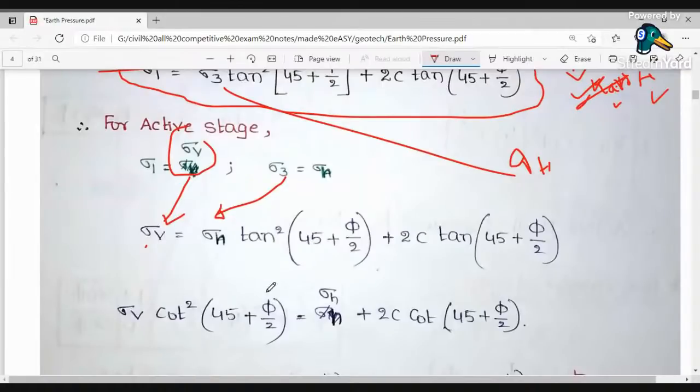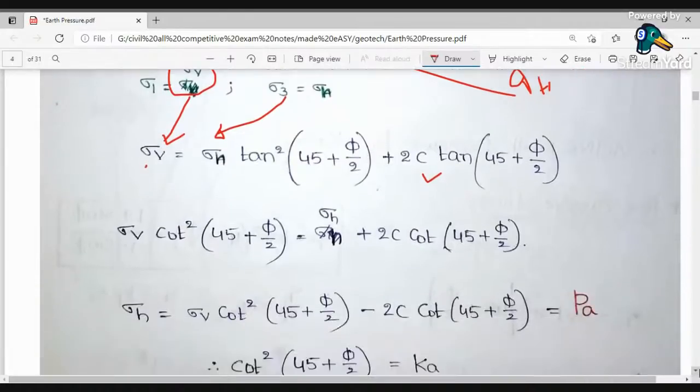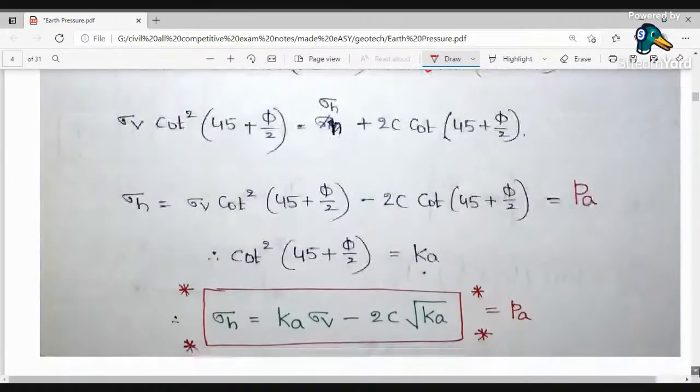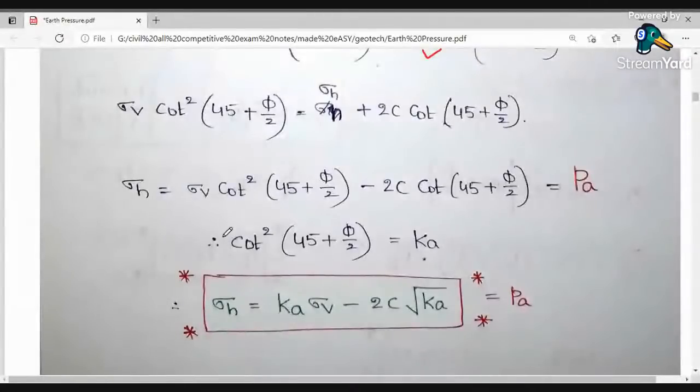Okay, so then we are trying to determine the change that occurs in this term c. In the previous case we didn't have the cohesion value, but here we have the cohesion value, right? So sigma v cot square 45 degree plus phi by 2 equals sigma h plus 2c cot 45 plus phi by 2. That means we are dividing with respect to cot square 45 degree plus phi by 2.